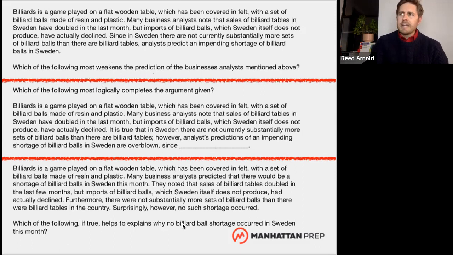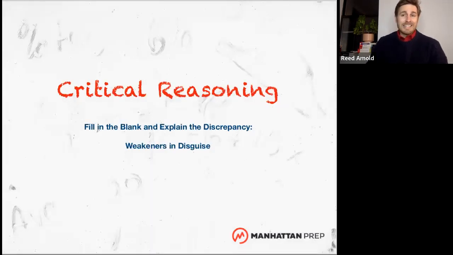Here we're trying to explain why no billiard ball shortage occurred. So here we're told that there was no shortage of billiard balls. So, three similar but subtly different questions, though ultimately I'm going to point out that, when it comes to what we need to do in choosing an answer, these are all completely identical.